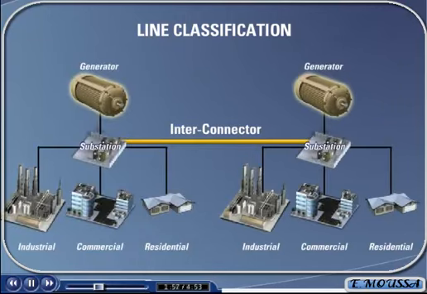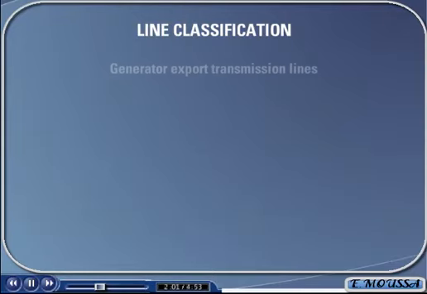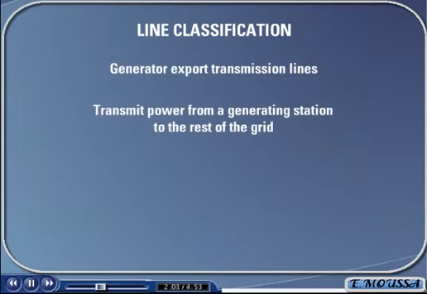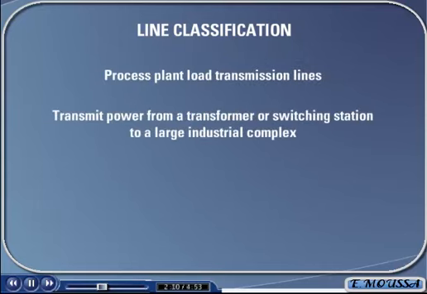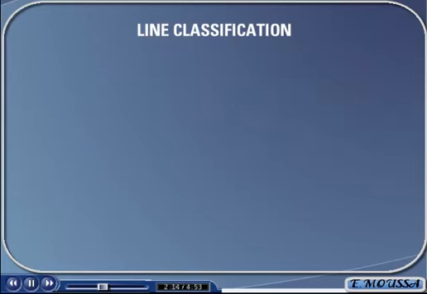Interconnector transmission lines are used to connect one section of a power system to another. Generator export transmission lines are used to transmit power from a generating station to the rest of the grid. Process plant load transmission lines are used to transmit power from transformers or switching stations to large industrial complexes.